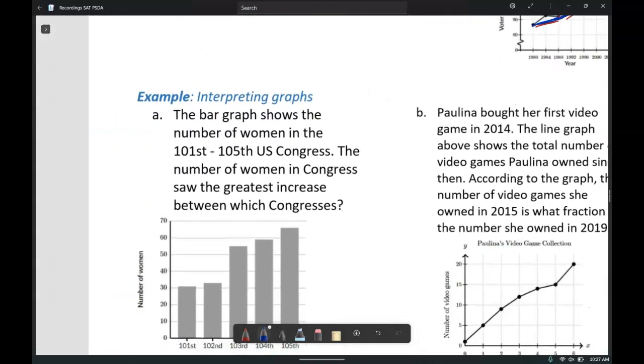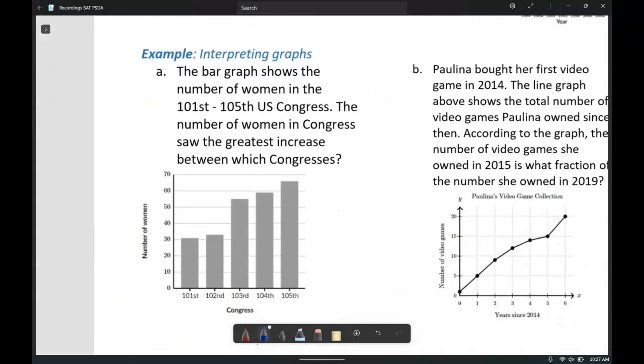Now let's answer some more specific questions. Here we have a bar graph that shows the number of women in the 101st to the 105th U.S. Congress. The number of women in the Congress saw the greatest increase between which 2 Congresses. So here we look to see where's the greatest gap from year to year. So we have a short gap here of a few, and then we have a much bigger gap, and then a smaller gap. So we know that this is the biggest time period with an increase, which was between the 102nd and 103rd Congresses.